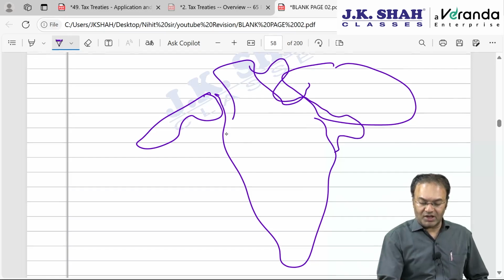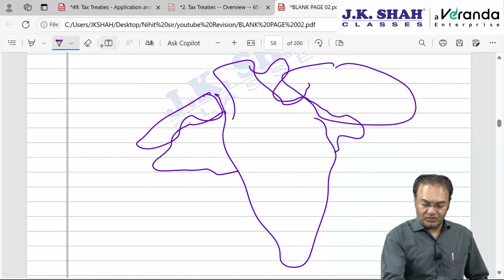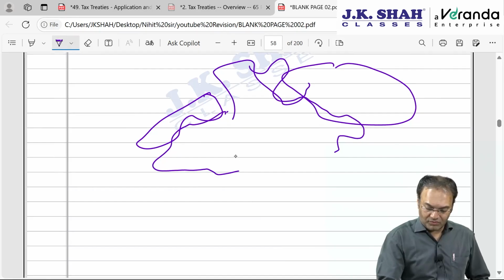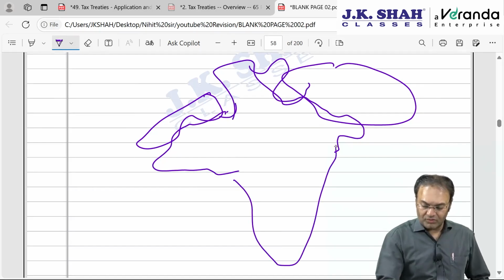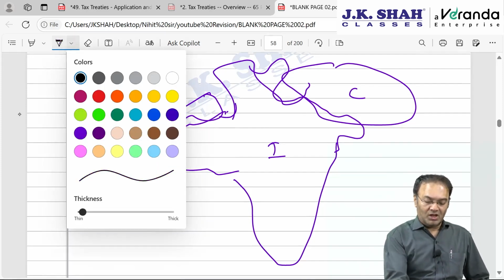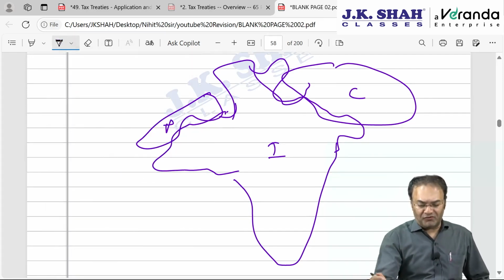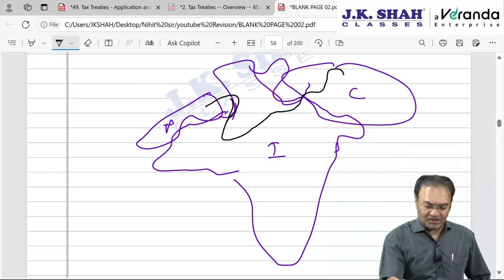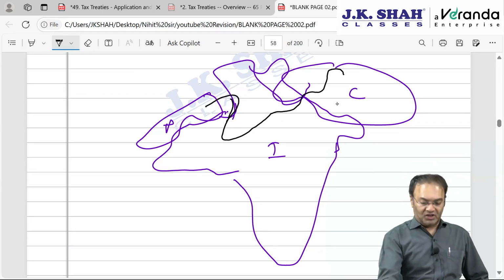So there is one river which is known by different names in different countries. It flows from China, comes to India, and then from India it goes to Pakistan.